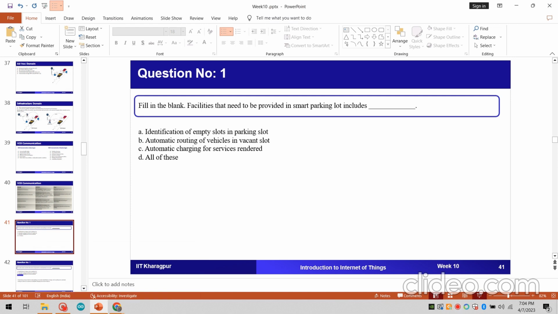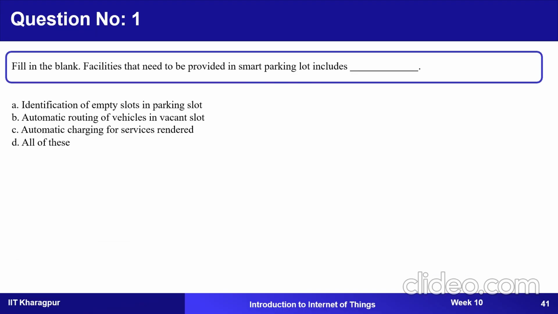Okay, let's start. First question is fill in the blank. Facilities that need to be provided in smart parking lots include: Option A, identification of empty slots in parking slot. Next, automatic routing of vehicle to vacant slot. Third, automatic charging for service rendered. Fourth, all of these.